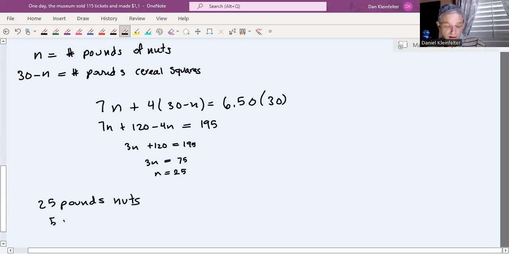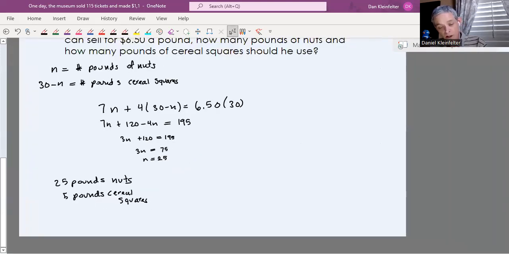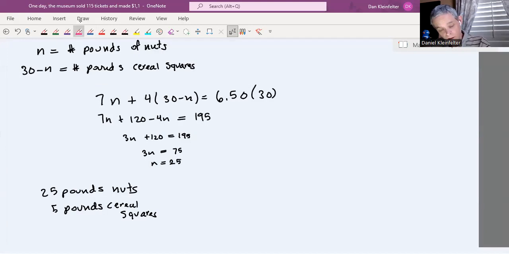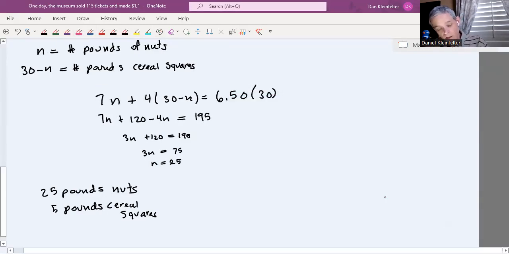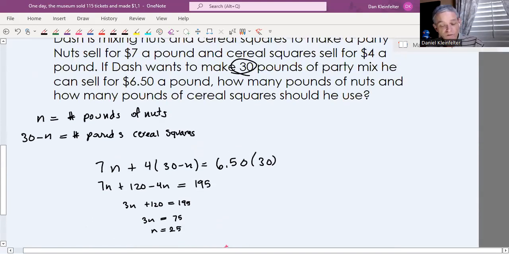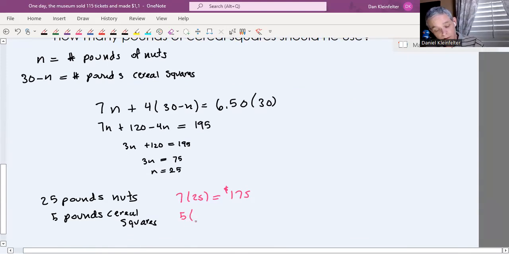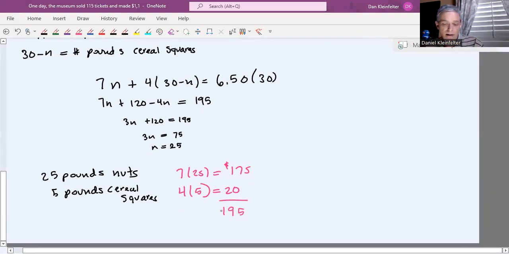And he's going to use then 5 pounds of cereal squares. Then we can just check and make sure that that works out nicely. So let's verify that with the money. The nuts are $7 a pound. So 7 times 25 is going to be 175. So he'll spend $175 on nuts. That's a lot. And then the 5 pounds of cereal squares, those sell for $4 a pound. So that's $20 on cereal squares. So he's going to spend in all $195.